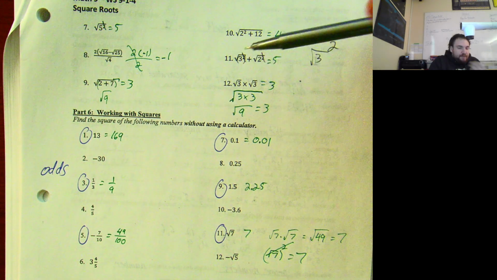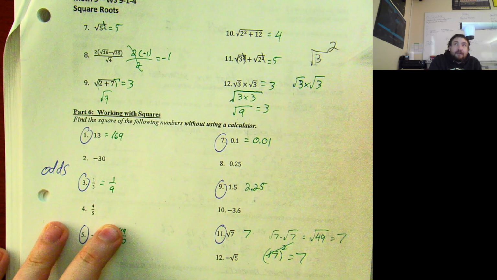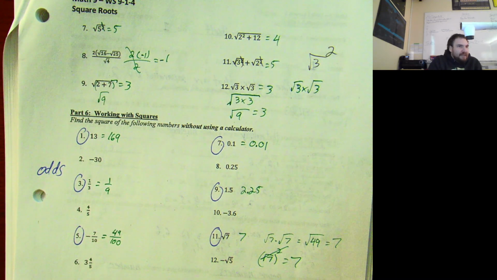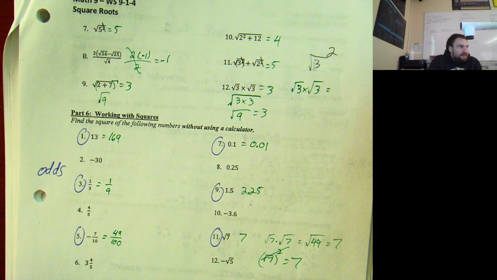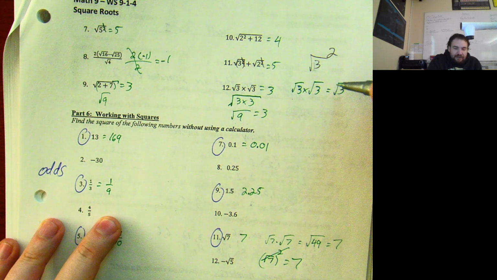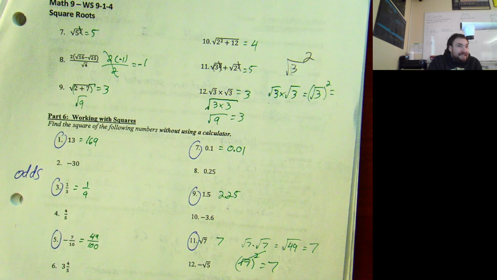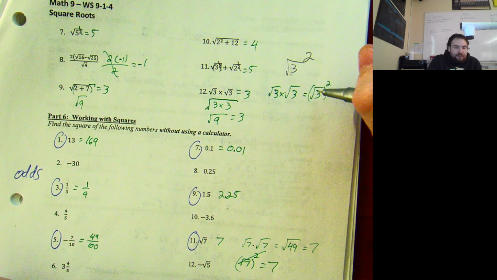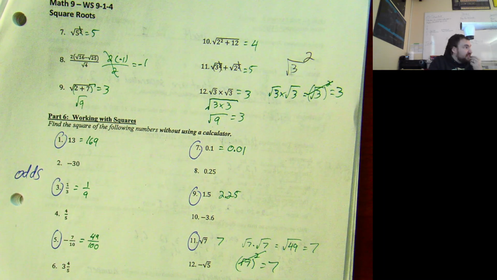And then 12 got fuzzy. Well, the other way we can think about 12 is this. If I have root 3 times root 3, how can I rewrite multiplication by itself with a different mathematical operation? I'm taking a number and multiplying it by itself. Squaring. So I've got the square root of 3 squared. Well, squaring and square rooting are inverses of each other, which means they cancel each other out. So the square root and the squared are going to cancel out, leaving me just with the number on the inside, which is 3.